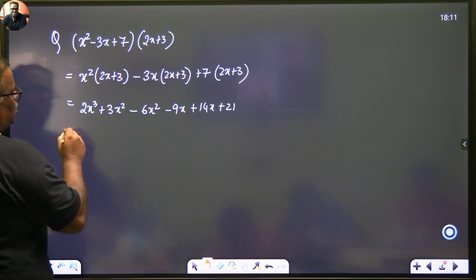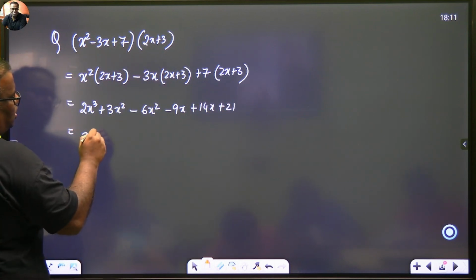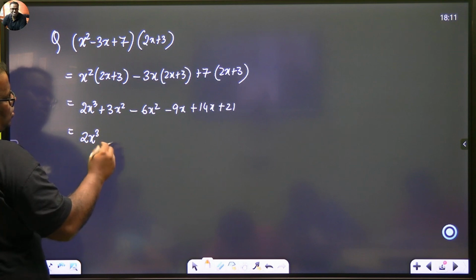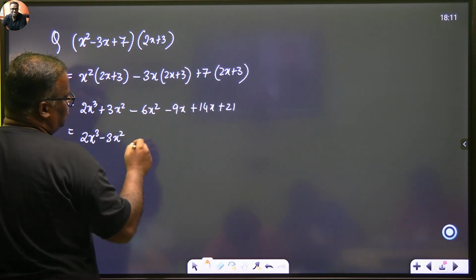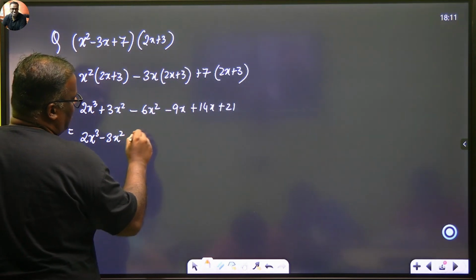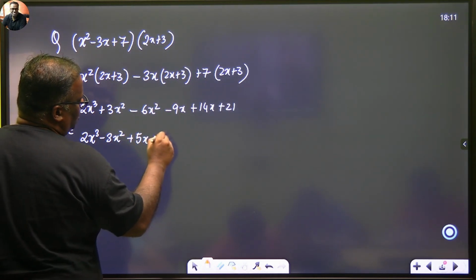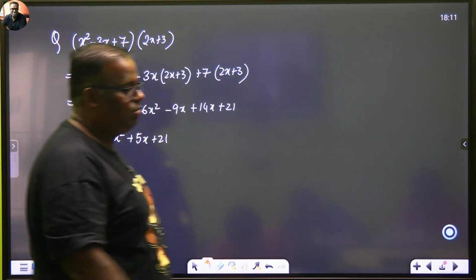So let's now arrange them. I have got a 2x cube. I have two square terms, so that's equal to negative 3x square. Then I have a 9x and a 14x, which is a plus 5x, and a 21. This is right in decreasing order of their degrees. That's how we do it.